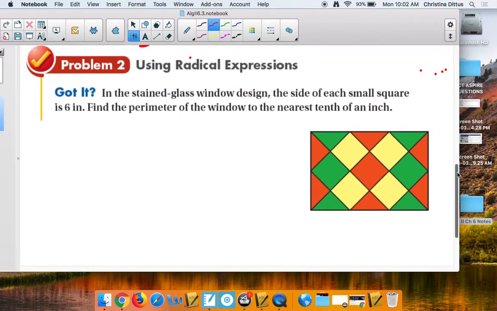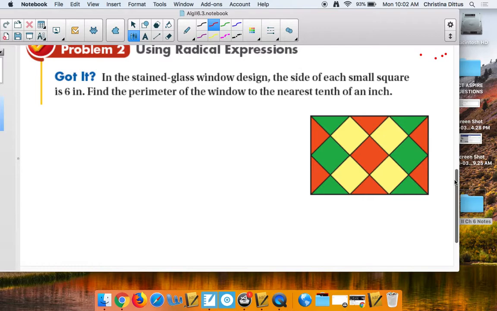We got a little word problem. It says, stained glass window. The side of each small square is 6 inches. I need to find the perimeter of the window to the nearest tenth of an inch. Okay. Perimeter. Remember what perimeter is? All the way around. So I need to find this whole length and this whole length, right? If each side of my square is 6, so this side here is 6, and this side here is 6.